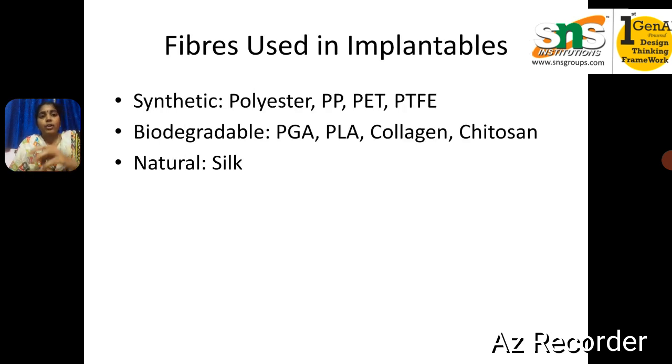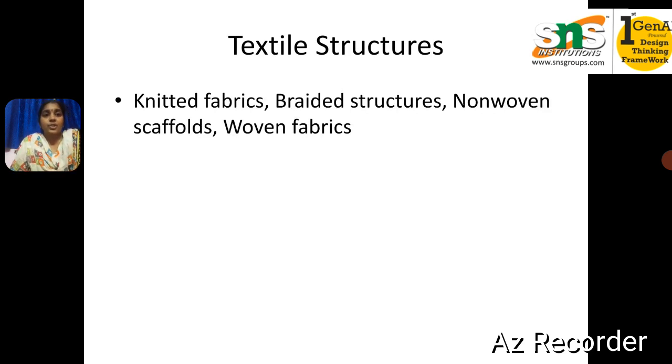Fibers used. What are all the fibers used in implantables? Mainly we go with non-woven and man-made materials, to give a withstandable one. So polyester, polypropylene, collagens, chitosan, and if we are going with natural, it is mainly silk. Textile structures. What structures are included? What are the fibers? Those were given in the previous slide.